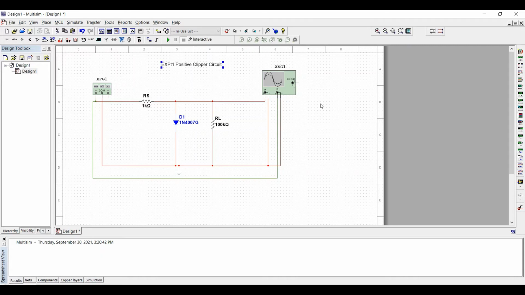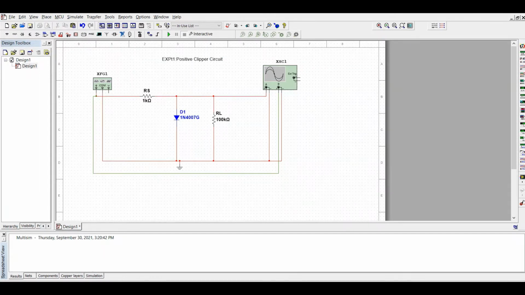Now we just need to run your simulation. As discussed, now we have to just simulate this circuit. So over here you can see a play button. Click on that. The simulation has started. Click on stop.